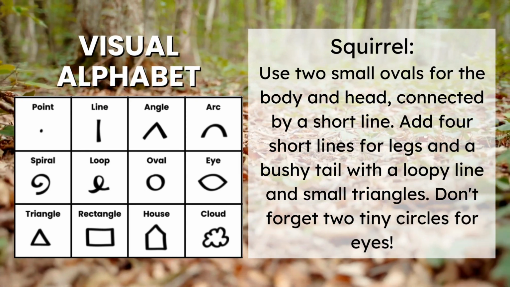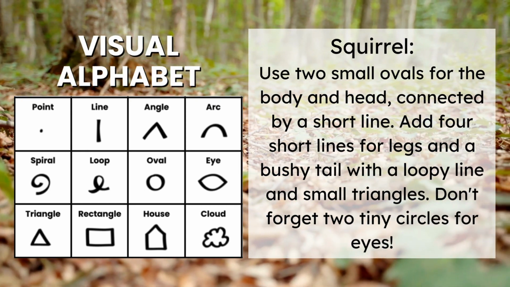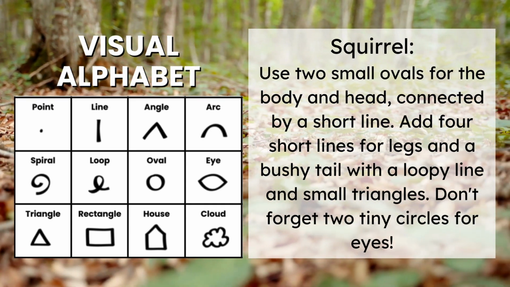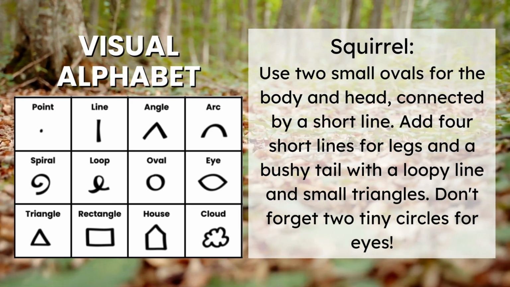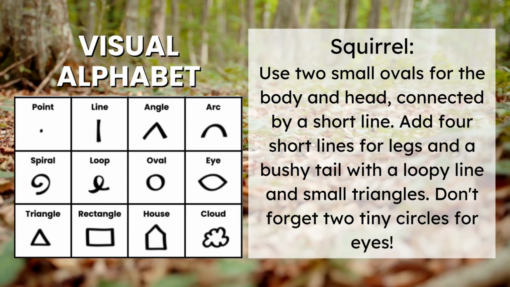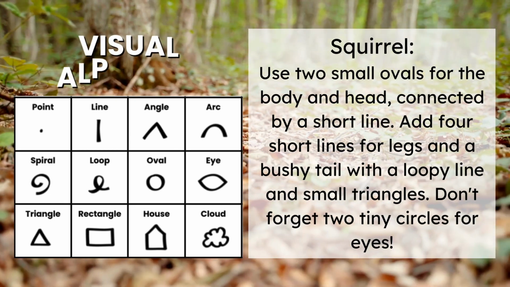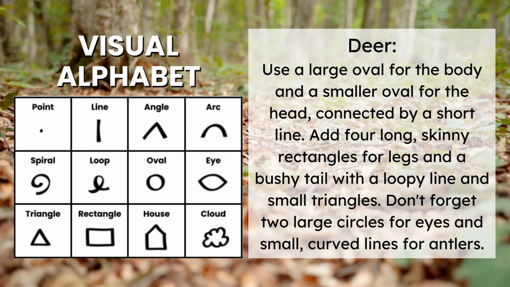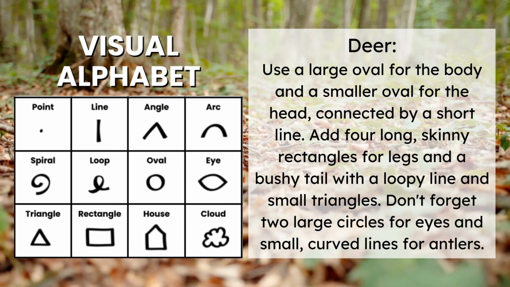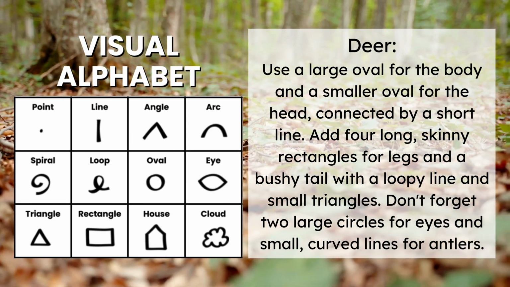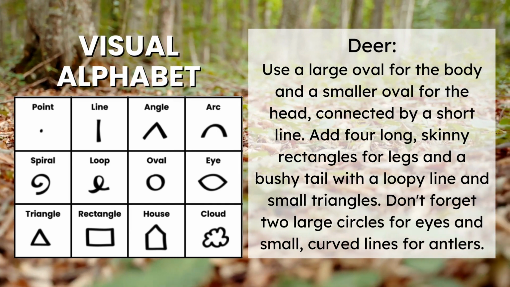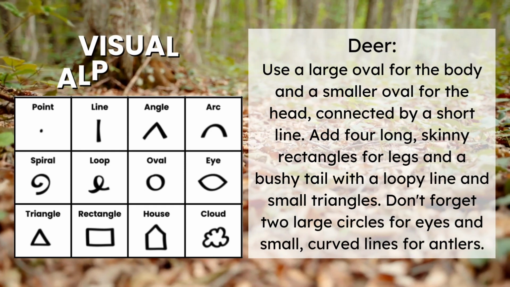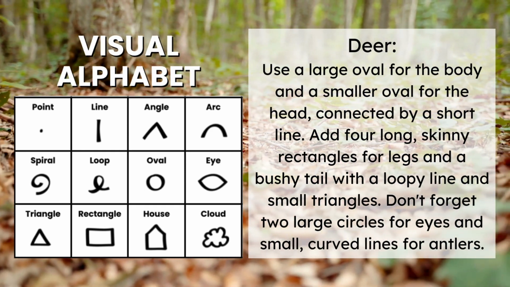To draw a squirrel, use 2 small ovals for the body and head, connected by a short line. Add 4 short lines for legs, and a bushy tail with a loopy line and small triangles. Don't forget 2 tiny circles for eyes. If you see a deer, use a large oval for the body and smaller oval for the head, connected by a short line. Add 4 skinny rectangles for legs, and a bushy tail with a loopy line and small triangles. Don't forget 2 large circles for eyes and small curved lines for antlers.